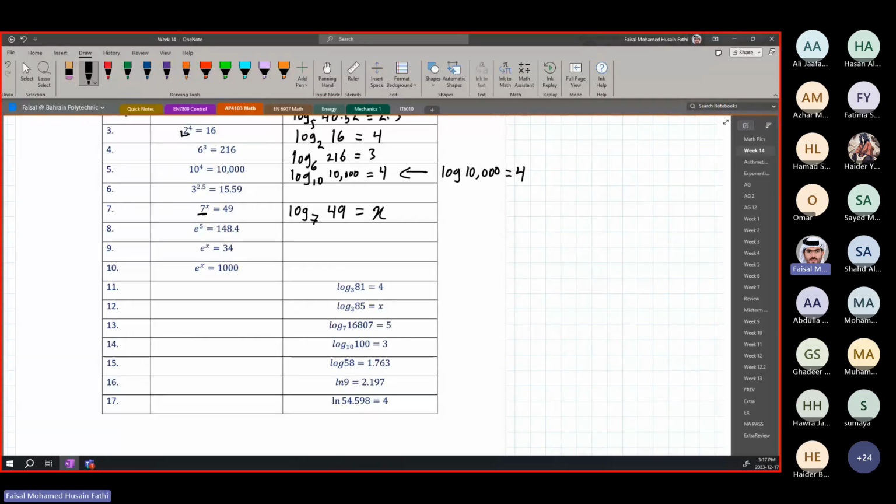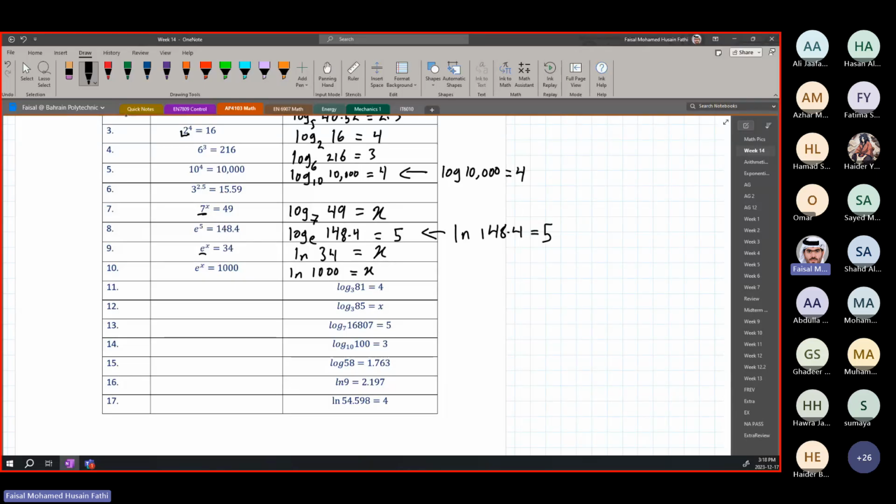All right. Now for e, it's the same exact thing. Log base e of 148.4 is equal to 5. Another way of writing this, because log base e is simply the natural logarithm ln, is ln of 148.4 is equal to 5. The same thing with the next one. Because it's e, we know that ln 34 is equal to x. ln 1000 is equal to x.